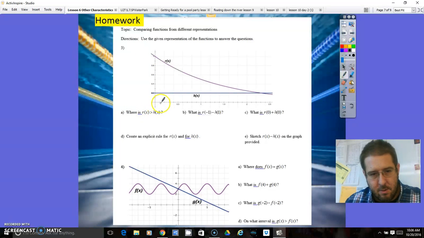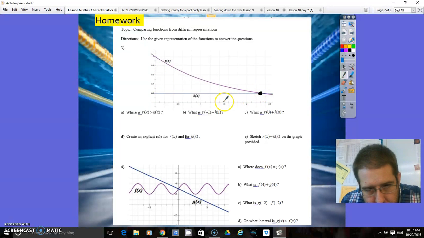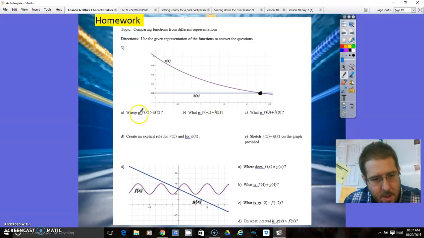Where is r of x greater than h of x? Well, right here is when they become the same. R of x is above h of x all the way until you get to here. Here's when it starts being below. So it looks like 1.5, 2, there's 2.5, 2.1, 2.2, 2.3. So as long as x is less than 2.3, then r of x is above h of x.